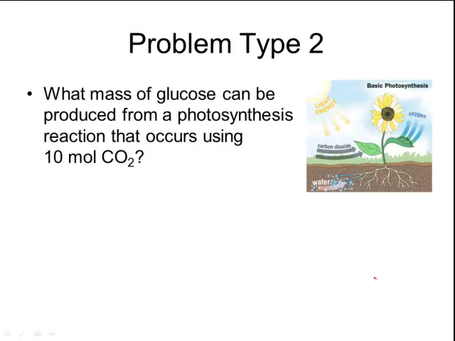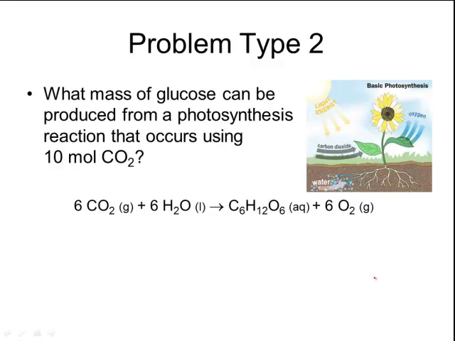The second type of problem takes the mole ratio one step farther, where you're starting with the moles of one substance and solving for the grams of a different substance. What mass of glucose can be produced from a photosynthesis reaction that occurs using 10 moles of carbon dioxide? Again, you have to start with a balanced chemical equation anytime you're doing stoichiometry. So the photosynthesis equation is 6 carbon dioxides plus 6 waters yields glucose and 6 oxygens.